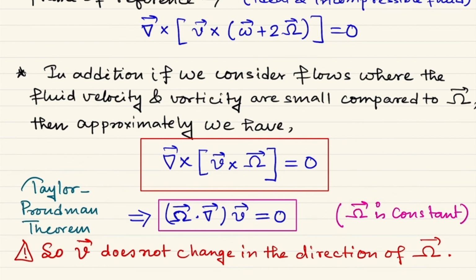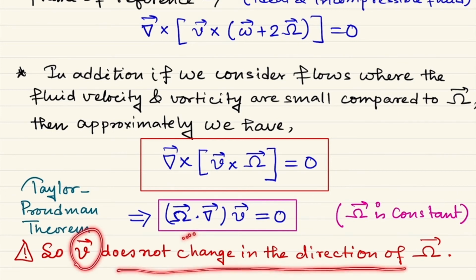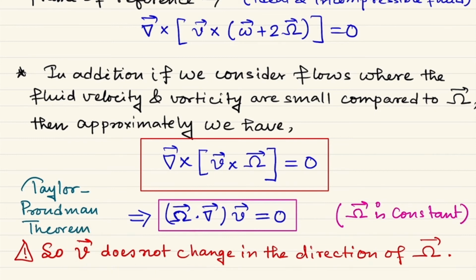Proudman gave it in the year 1916, and Taylor contributed in the year 1921. So this theorem simply says that V does not change in the direction of omega, right? If this is zero, that means this is the change in V in the direction of omega, the directional derivative type of thing, correct? And that is zero.